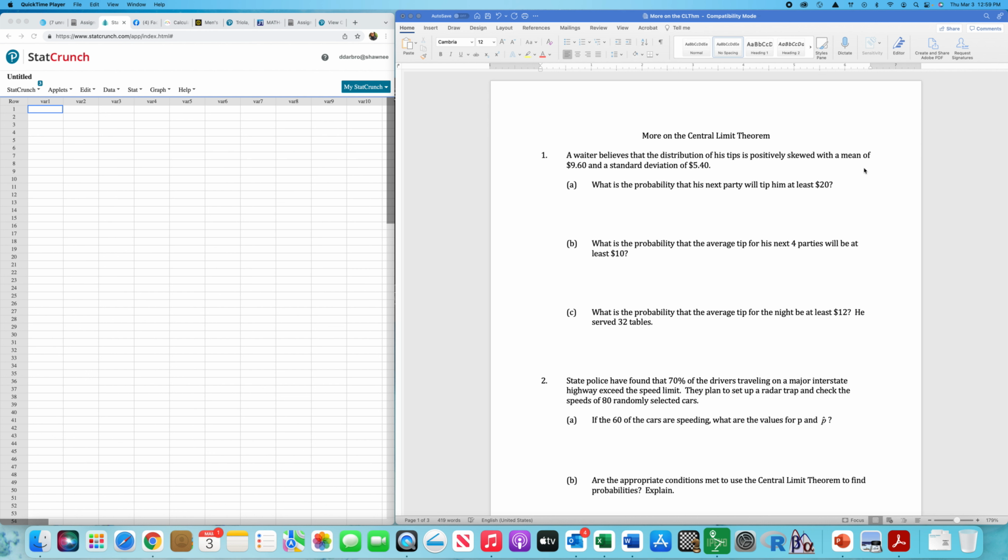First problem, in this handout you'll have in the resources for this lesson. A waiter believes that the distribution of his tips is positively skewed with a mean of $9.60 and a standard deviation of $5.40. What is the probability that his next party will tip him $20 or more? Same thing as at least. We can't do this problem. No can do.